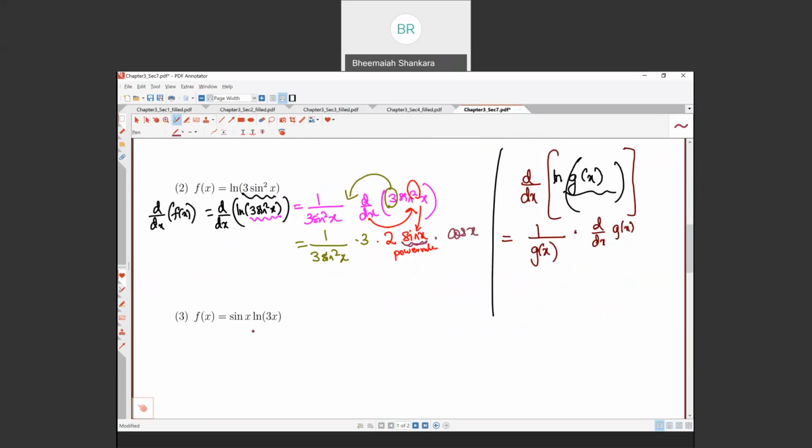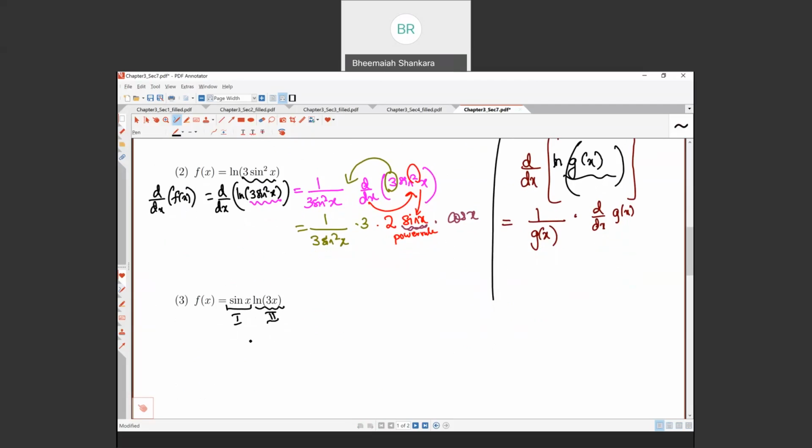Next one, sin x ln 3x. You have to read this very carefully. Read it as a product of two functions. The first function is sin x and the second function is natural log of 3x. A product of two functions is always the product rule. So let's do the product rule. But while doing the product rule, you will see a chain rule. Also, you will see the logarithmic derivative rule.